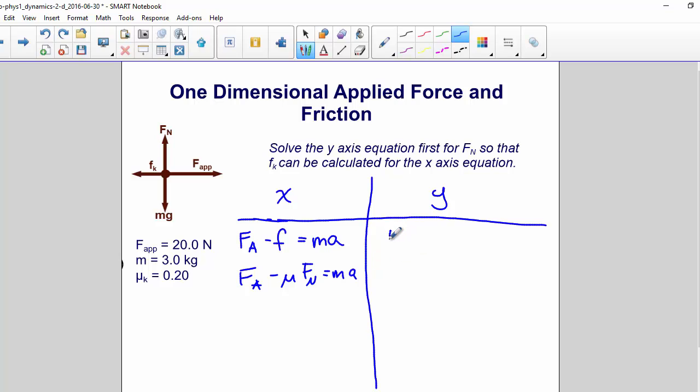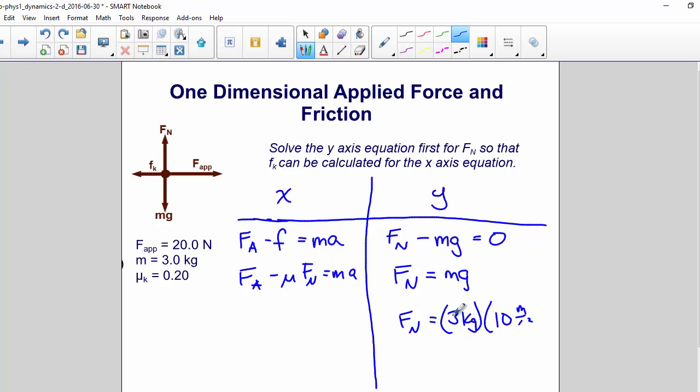In the y direction, there is normal force minus mg equal to 0. So therefore the normal force is equal to mg. M is 3 kilograms and g is 10 meters per second squared. So therefore, the normal force is equal to 30 newtons.